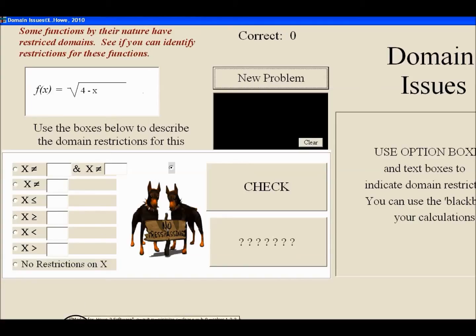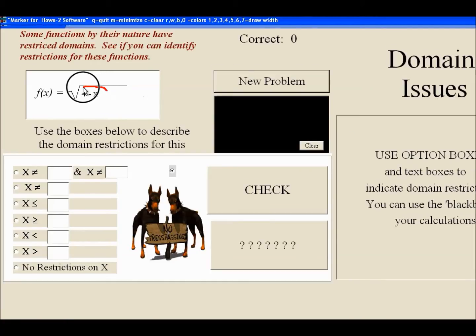So what's got to happen is that when you have this 4 minus x, we can't do this or find a matching y. We can't find a matching y for this if the stuff that's under this radical is negative. So 4 minus x has to be greater than or equal to 0. So if I solve this to find out restrictions on x, then we get what is called a domain issue, a limitation on the domain.